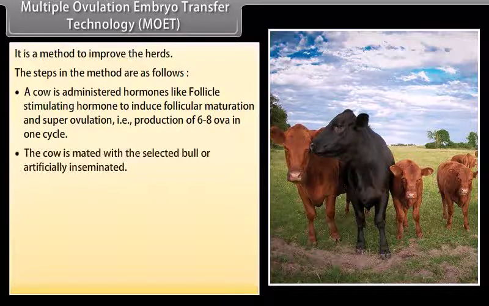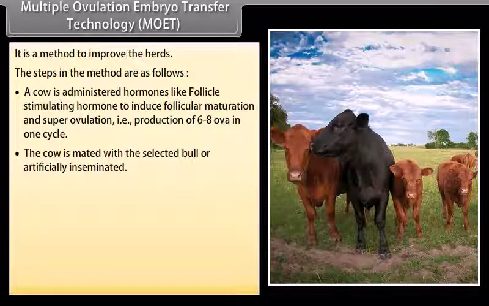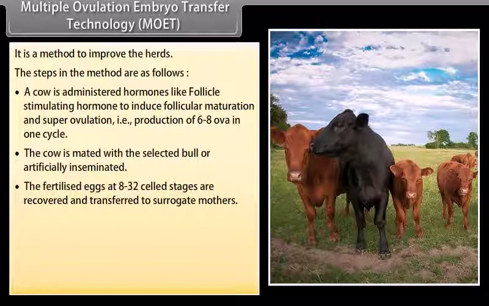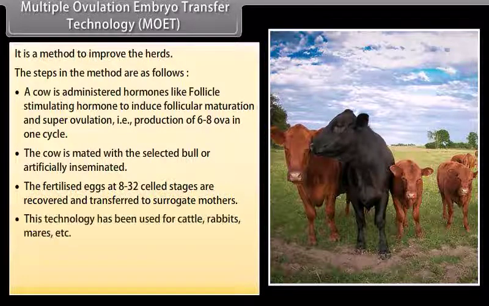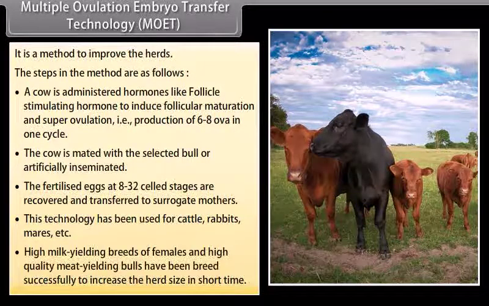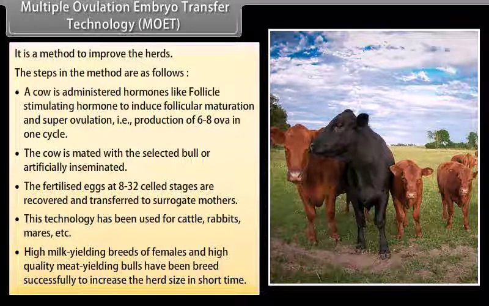The cow is mated with the selected bull or artificially inseminated. The fertilized eggs at 8 to 32 celled stages are recovered and transferred to surrogate mothers. This technology has been used for cattle, rabbits, mares, etc. High milk-yielding breeds of females and high-quality meat-yielding bulls have been bred successfully to increase the herd size in a short term.